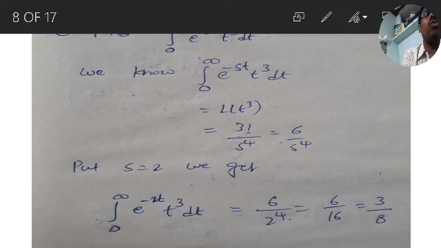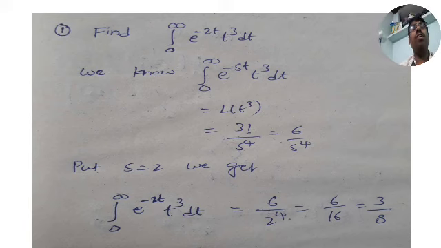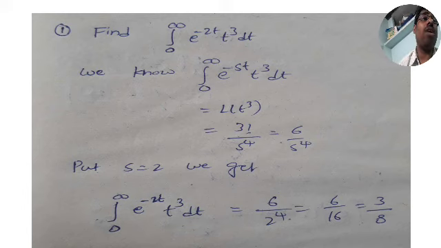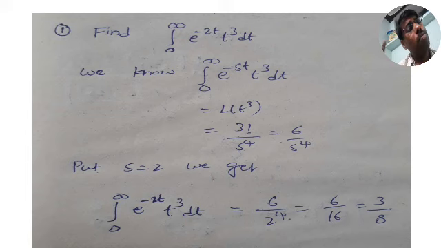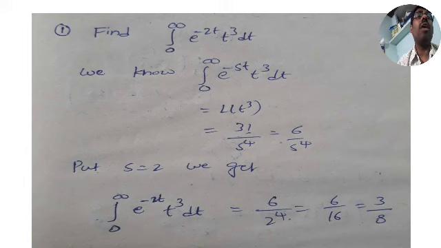You see here also the limits are 0 to infinity. Again the exponential function e to the power of minus 2t is there, into t cubed. What is f of t? It is t cubed. Are you getting it? So only very similar integrals can we calculate by using Laplace transform. The integral should be very similar to the standard definition of Laplace transform. Only such problems can we calculate. So you see our first problem here: find the integration from 0 to infinity of e to the power of minus 2t into t cubed dt.